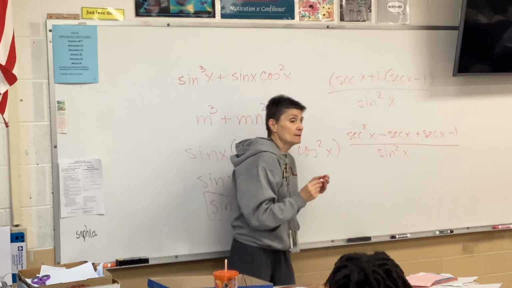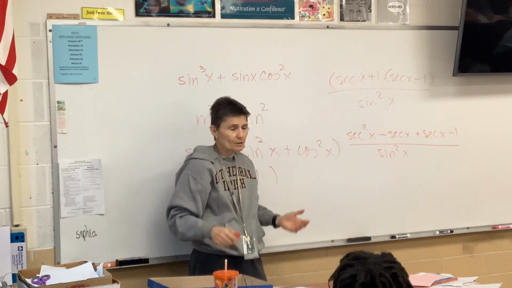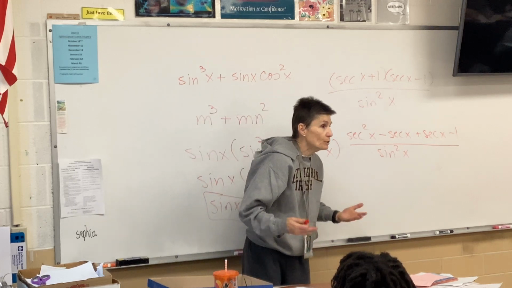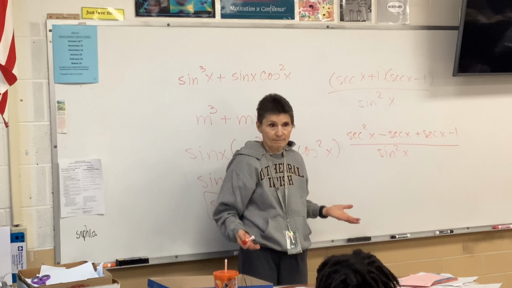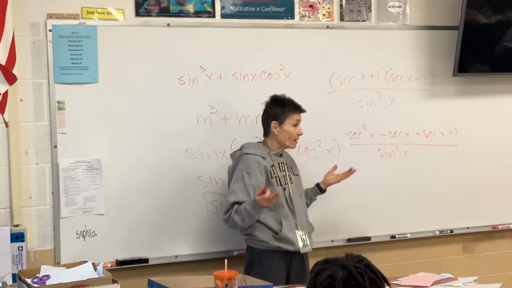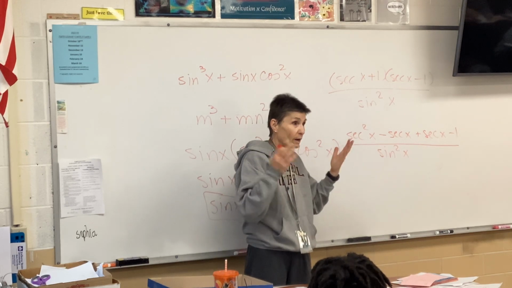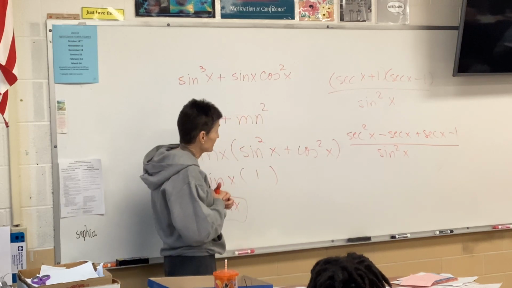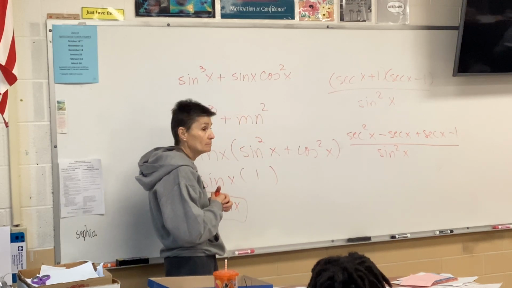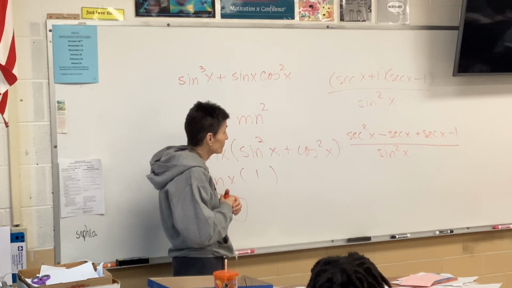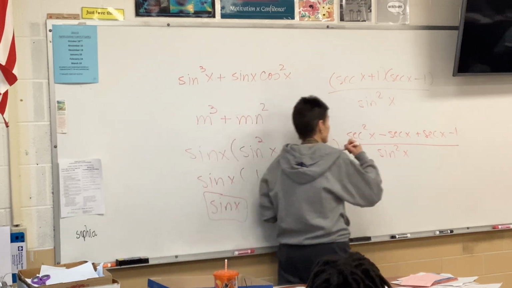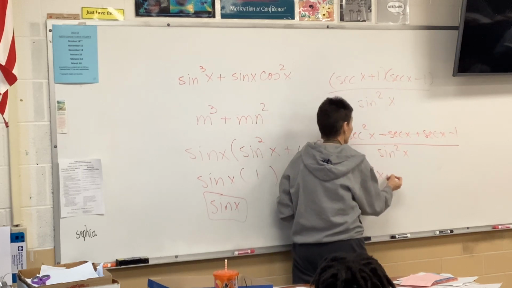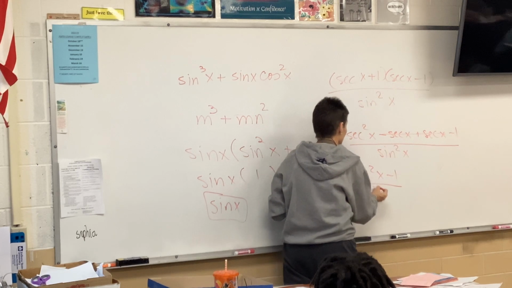Again, somebody might say, how did she know to do that? Look at the problem and do what you would do if this was Algebra 1. You've got two parentheses times each other, FOIL it, seems like a good option. Now, what happens when I FOIL? Anything good there? These guys disappear, right? So I have secant squared -1 over sine squared.